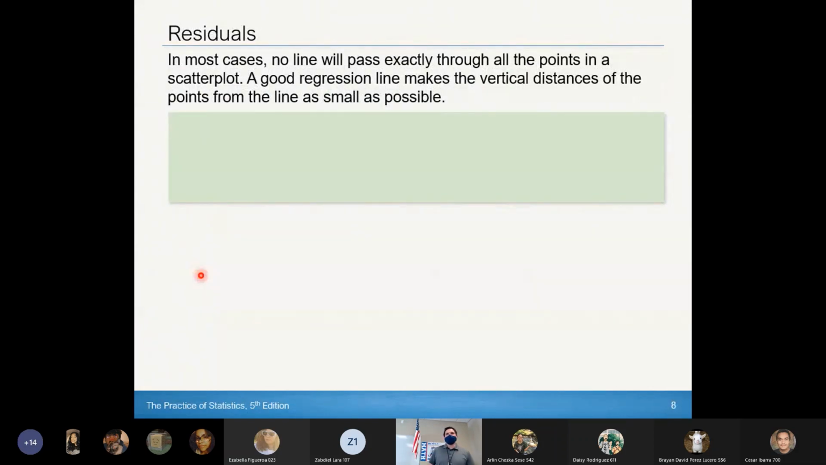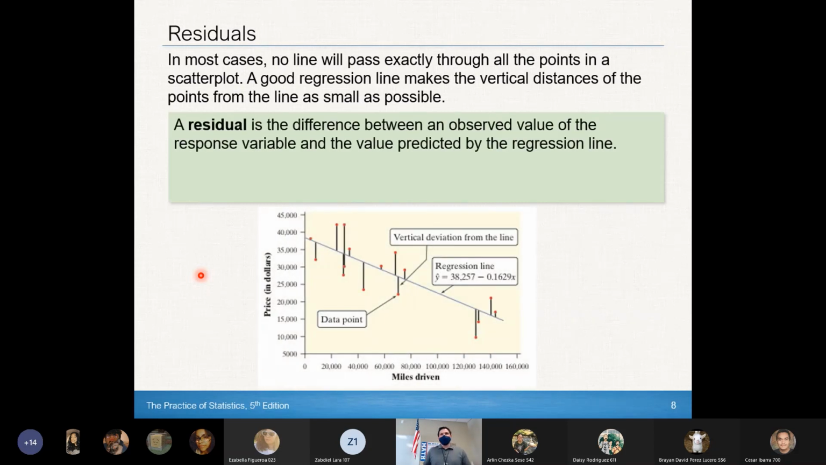That brings us to residuals. In most cases, no line will pass exactly through all the points in a scatterplot. A good regression line makes the vertical distances of the points from the line as small as possible. A residual is the difference between an observed value of the response variable and the value predicted by the regression line. The residual is equal to the observed y minus the predicted y, which we can write as y minus y hat.